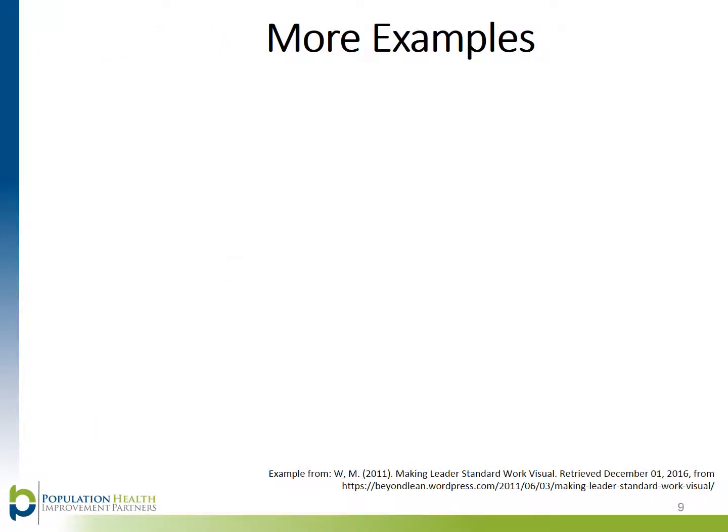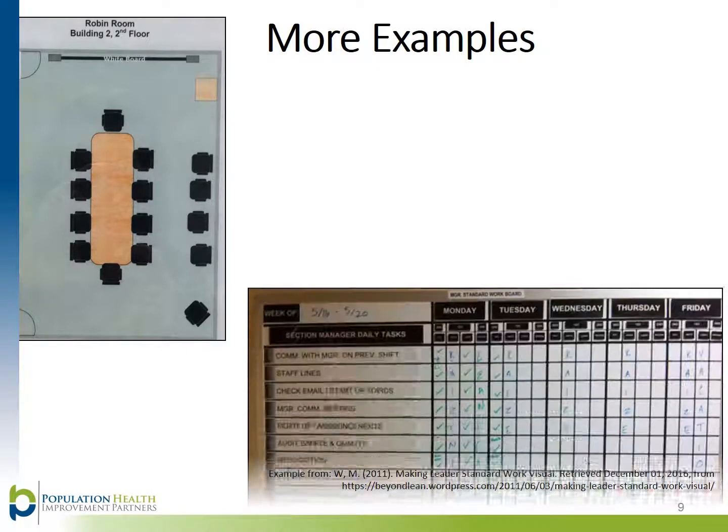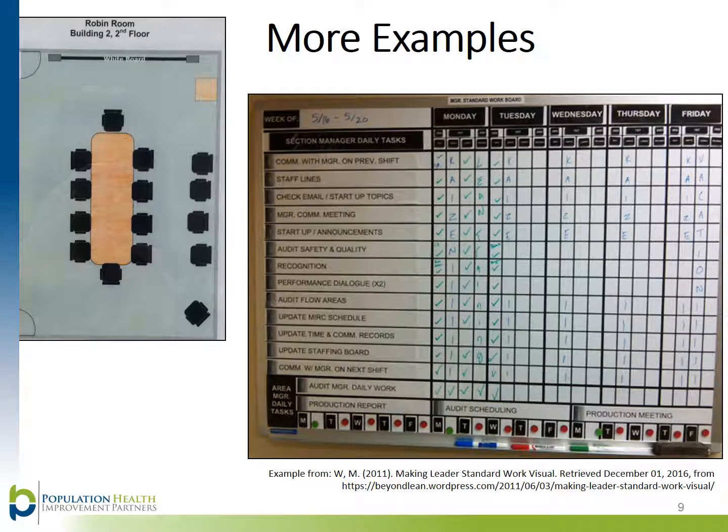Other examples of standard work include a picture hung in a conference room to show the standard layout that the tables and chairs should be returned to after each use. Also, a checklist of daily tasks that should be performed by a section manager. Each of these are short and to the point, but include all the information necessary for completing the tasks at hand.